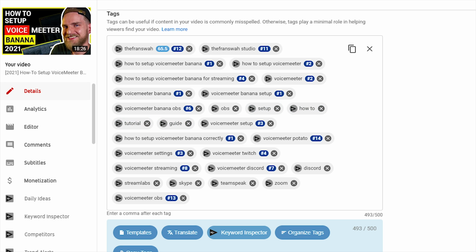And then the last bit of tags that I like to include in my videos are the content related tags. So any searchable terms that pop up within the content of the video or are related to the content of the video. So what we have is OBS, Discord, Streamlabs, Skype, TeamSpeak, and Zoom. These are all content related tags to the topic of my video.